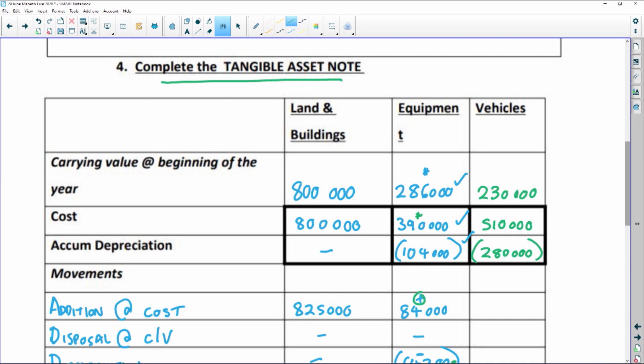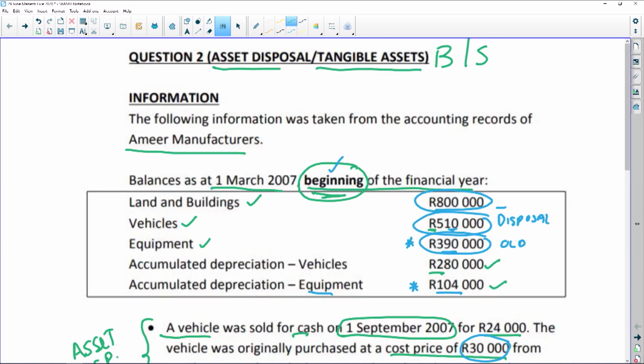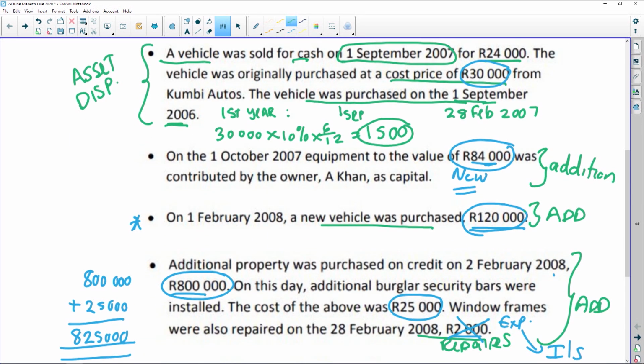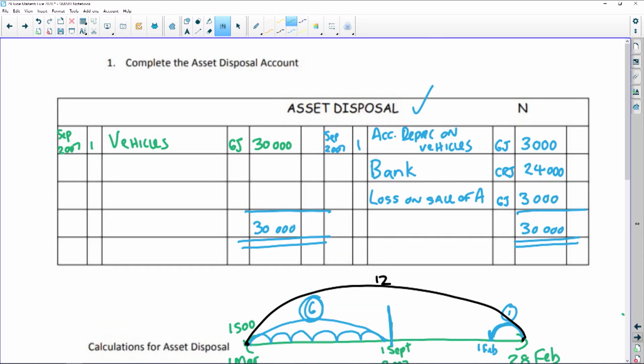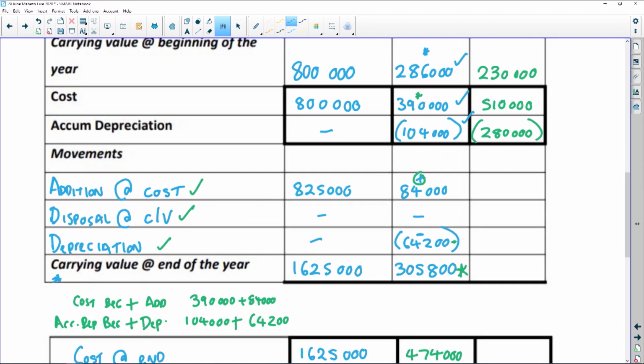Okay. Right, now your movements for the year. So remember, in vehicles, we had an addition, we had a disposal, and we have depreciation. So let's start with our addition first. So the new vehicle that we purchased during the financial year, I think it was 120,000. We need to now record this 120,000 in our tangible asset note. So let's do that as our addition for the year, right? So addition at cost, 120,000.